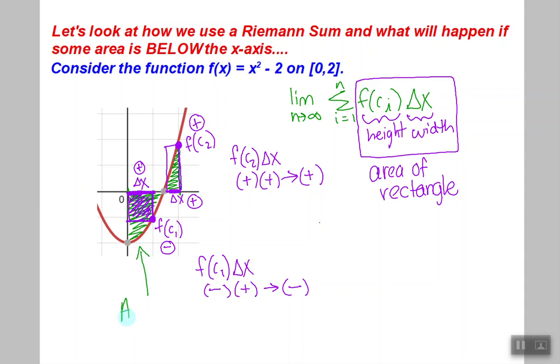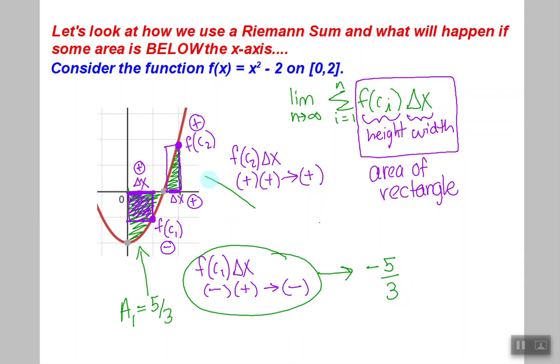The area of this first region, I'll call it A sub 1, is 5/3. But because it's below the x-axis, this would represent a value of negative 5/3. The exact area of that second region, we'll call it A sub 2, is exactly 1/3. And because it's above the x-axis, my function value positive, it yields a positive 1/3. Now, because my definite integral requires me to add the function value times delta x, and the function value is negative, I would be adding negative 5/3 plus 1/3.